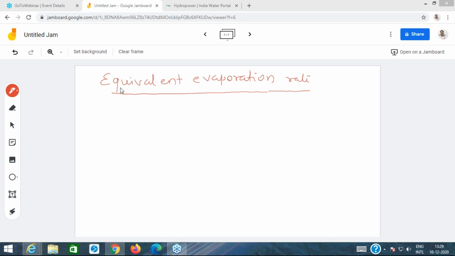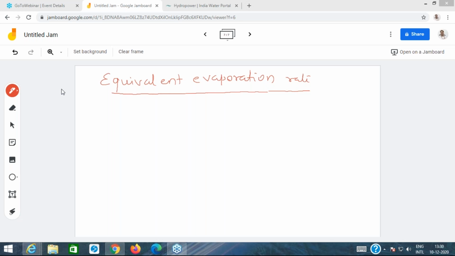Evaporation rate means you are talking about how much steam is being evaporated, right? So it would be taking the unit of kgs per second, or kg per kg of fuel. Kgs of steam, or kgs per kg of fuel burnt. This is the unit of equivalent evaporation. Is this clear now? We are talking about evaporation of steam.